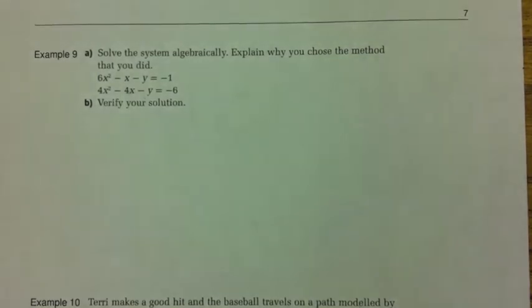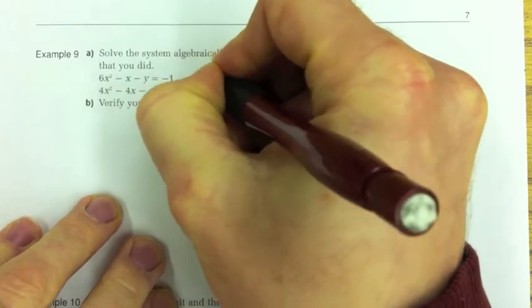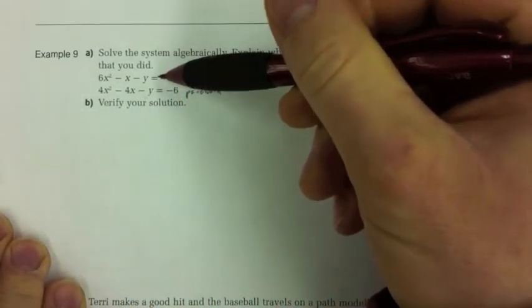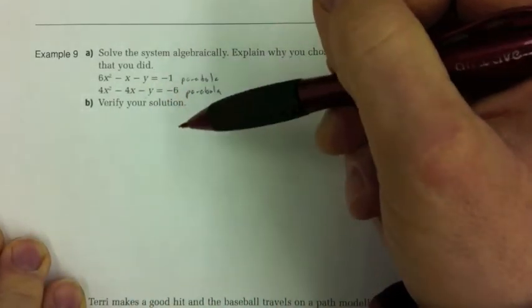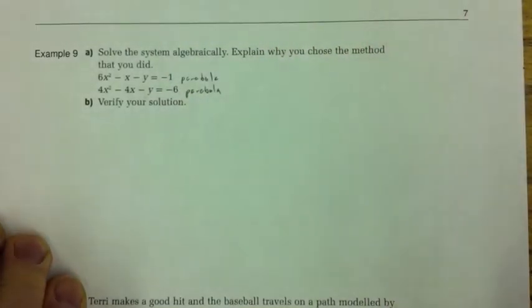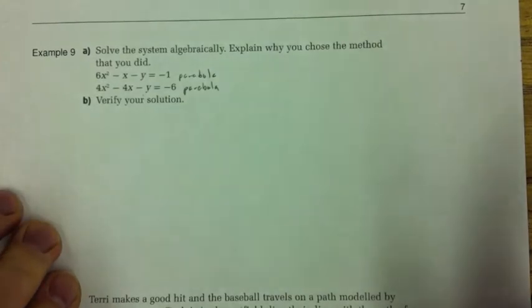Alright, we're going to take a look now in example 9 at a system of equations in which both equations are parabolas. So we've got 6x squared minus x minus y equals negative 1, and 4x squared minus 4x minus y equals negative 6. They both have square terms, they are both parabolas.